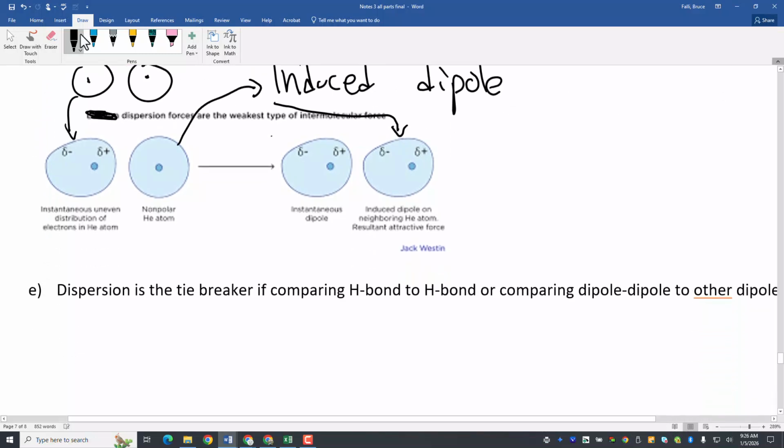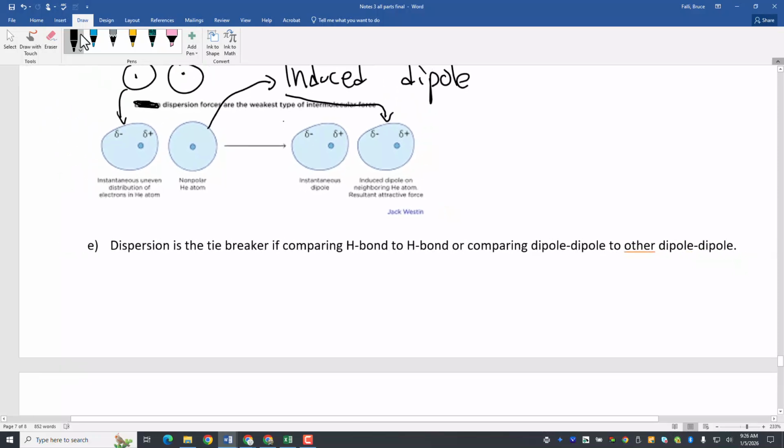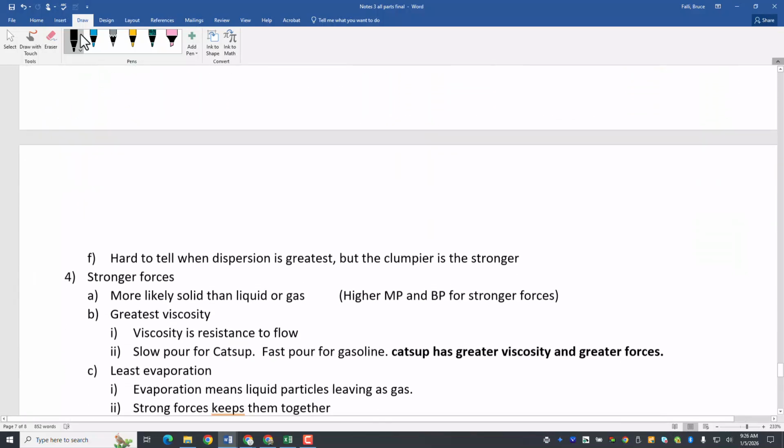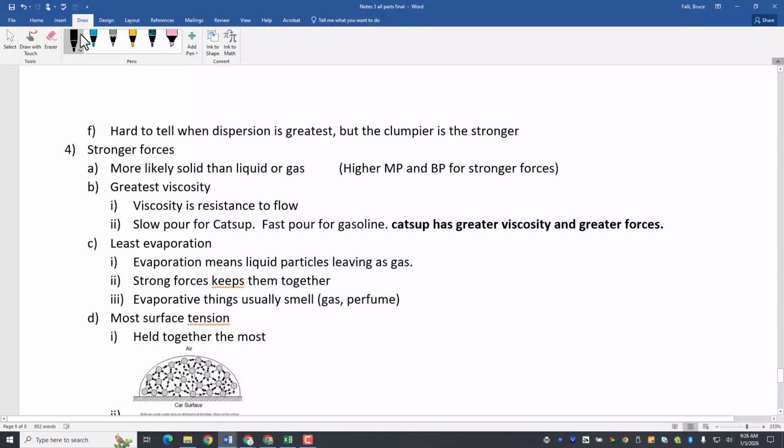Dispersion is a tiebreaker of comparing hydrogen bonds to hydrogen bonds or comparing dipole to other dipoles. That just means the bigger it is. It's hard to tell when dispersion is greatest, but the clumpier something is, the stronger it is. So let's talk about the things we should know about. If I have stronger forces, you're more likely a solid than a liquid or a gas. What clumps up more? Solid is the clumpiest. Gases aren't very clumpy.